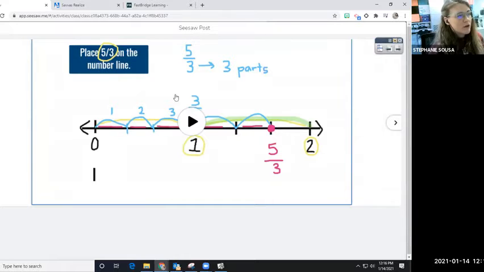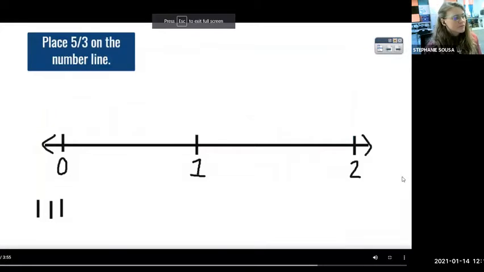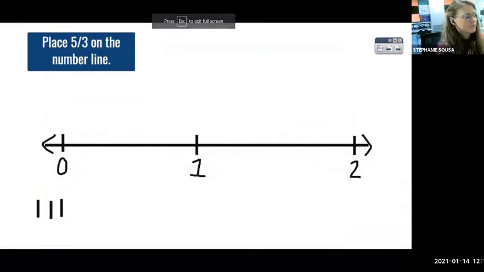Place 5/3 on the number line. 5/3? How can I have 5/3 if there's only 3 in a whole? Let's find out. Here we go. Today we are focused on fractions that are more than 1 whole or greater than 1. This example asks us to place 5/3 on the number line.